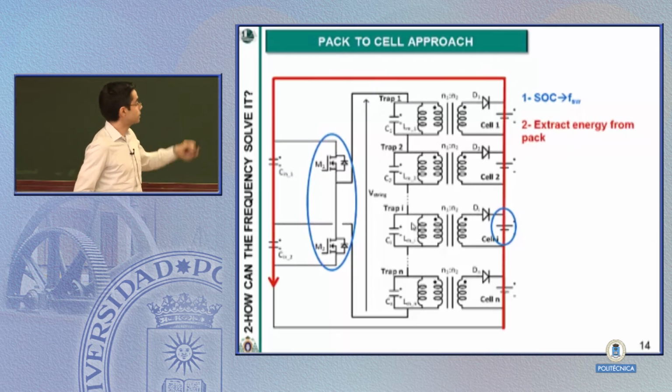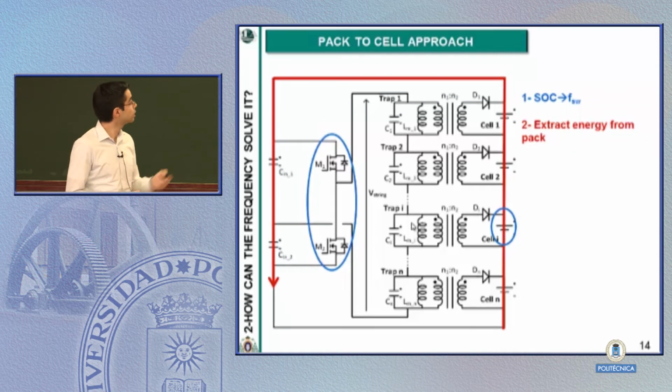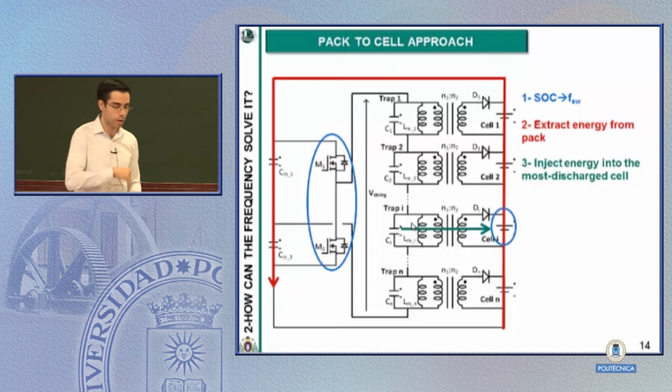Then, as the half-bridge converter starts to work, it's going to extract the energy, and only one diode is going to be directly biased, the diode of trap I. The other traps have the diode reverse biased, so they are not going to extract energy from the other cells through the trap.